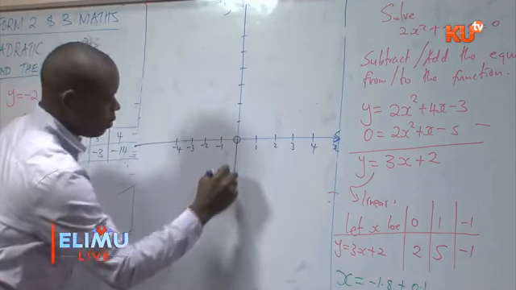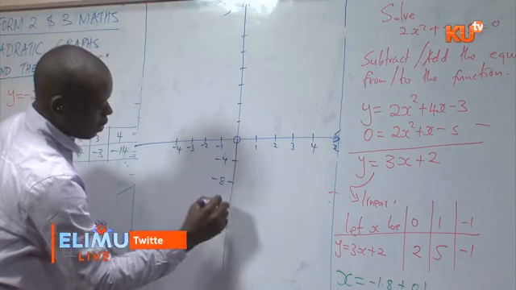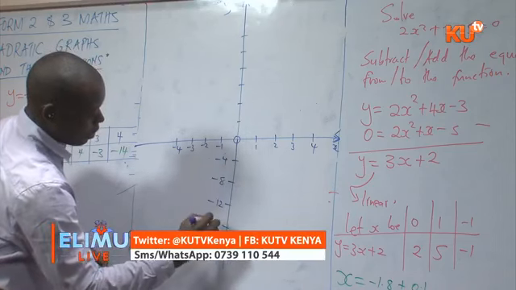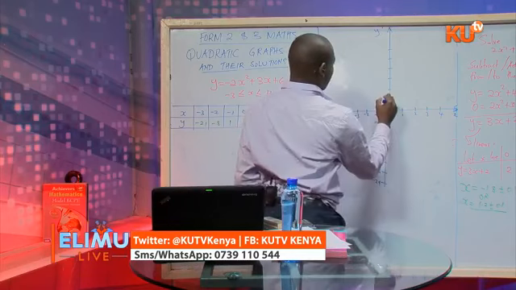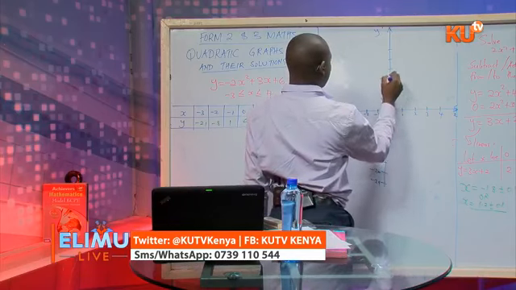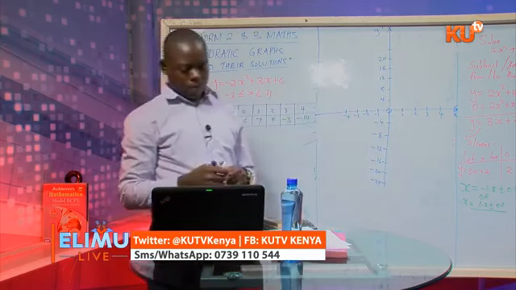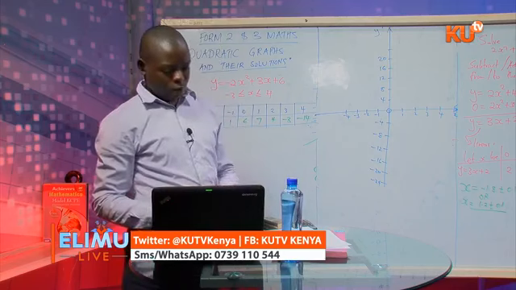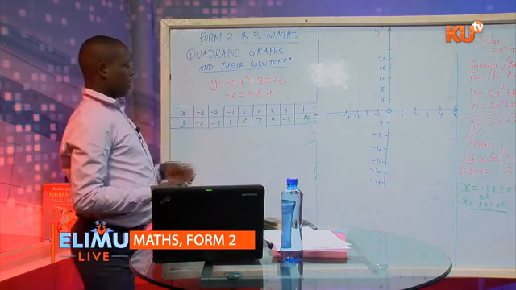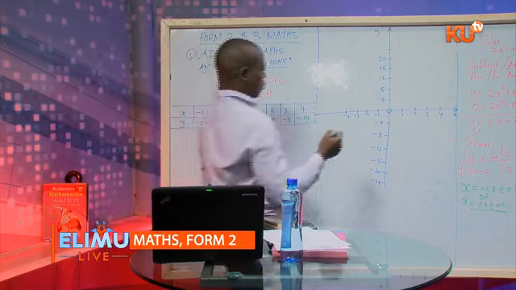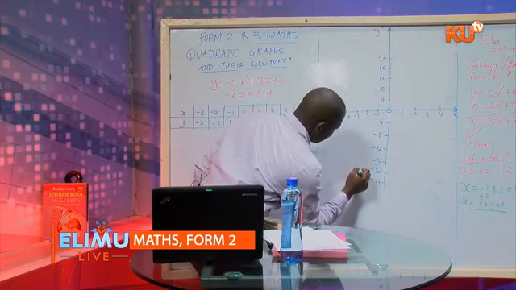Let's have the scale 1 unit represents 4 units. So -4, -8, -12, -16, -20, -24, 4, 8, 12, 16, and 20. Then we plot the values of x against y. When x is -3, we have -21, somewhere down here.